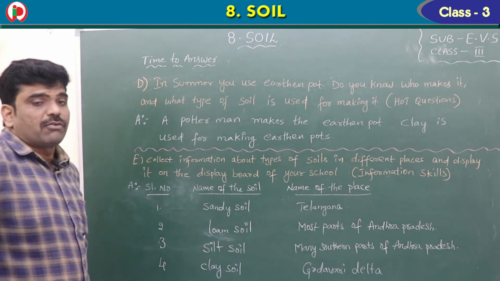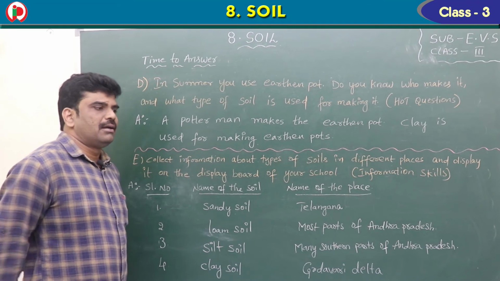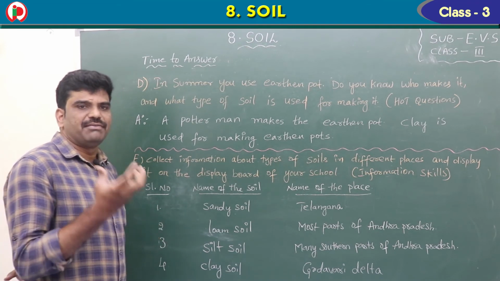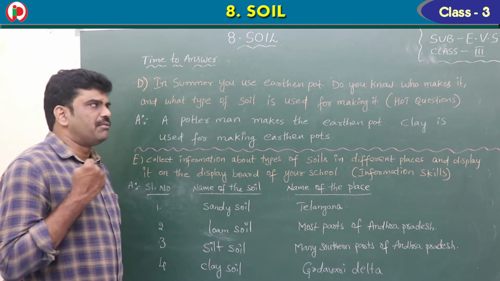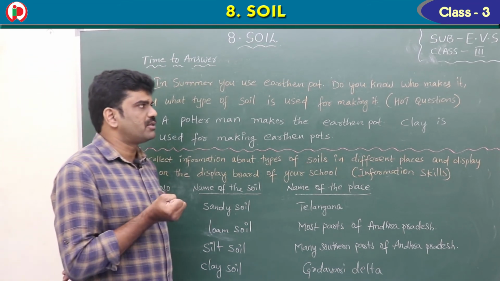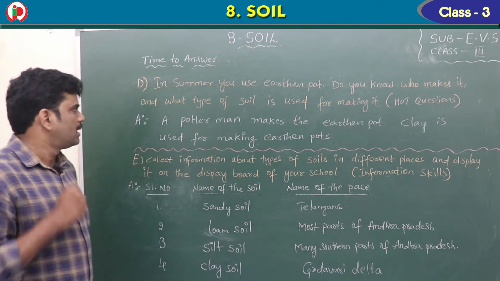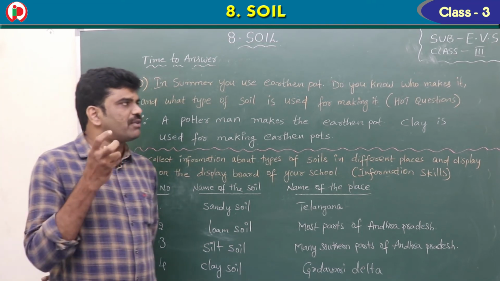See children, now one more question, D. In summer you use an earthen pot. Yes, due to the scorching heat we feel very hot and we prefer to drink the water which is there in the earthen pot. Do you know who makes that pot? And what type of soil is used for making it?